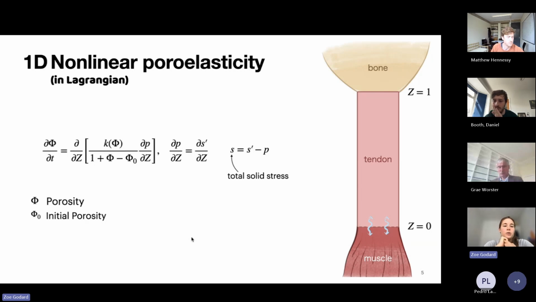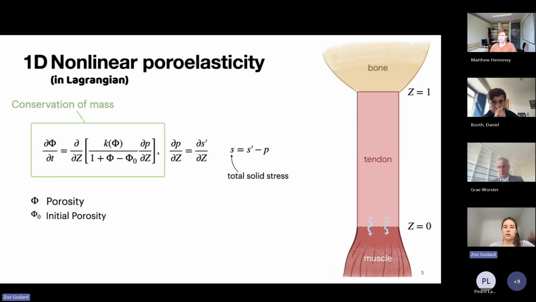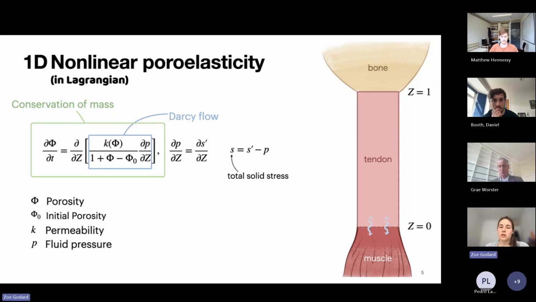So here capital phi is the Lagrangian porosity, which is the current fluid volume fraction with respect to the initial frame, and phi naught is the initial porosity. This equation comes from conservation of mass of the fluid phase and the solid phase. And then this part of the equation comes from assuming Darcy flow for our fluid, where K is the permeability, which, as you can see here, depends on the porosity. We can do that because we're in a nonlinear framework. And then P is the fluid pressure.